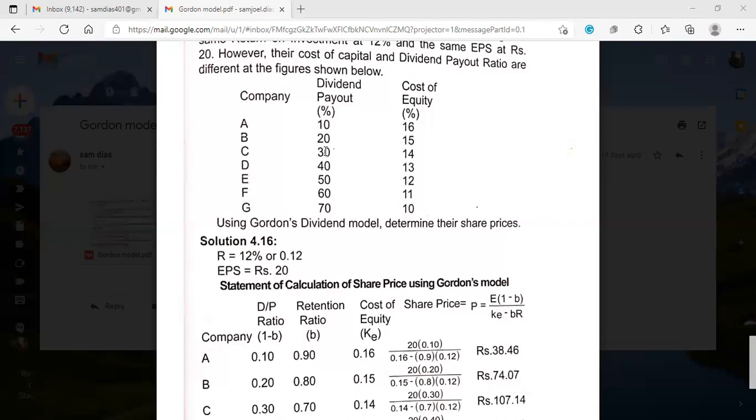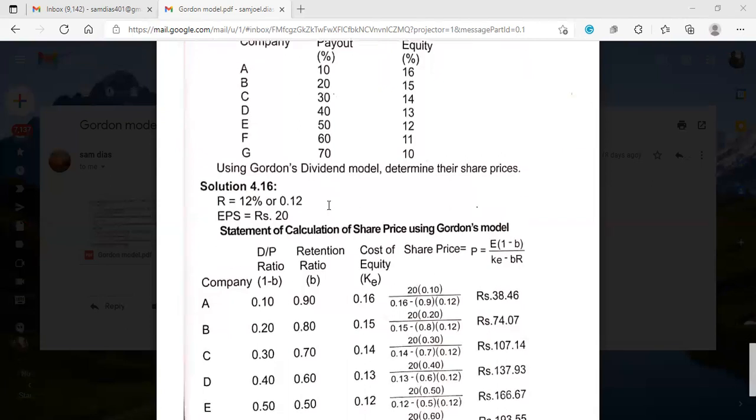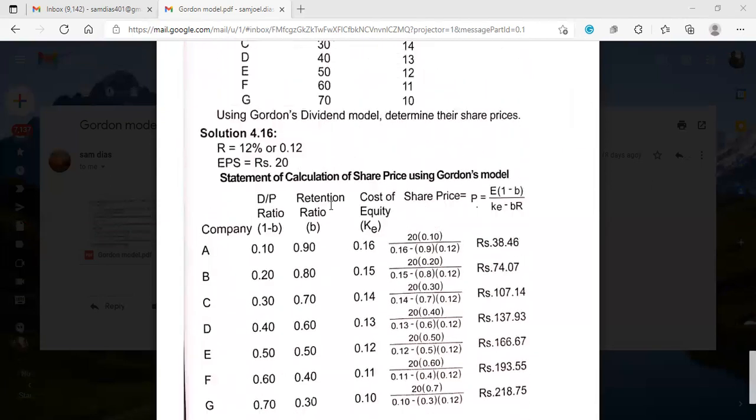Here in the problem they have given that EPS would be the same for all the 7 companies. That means it stands at rupees 20, and the rate of return or return on investment would be the same for all the companies. So that stands at 12%, that means 0.12. Now let us see the solution part.